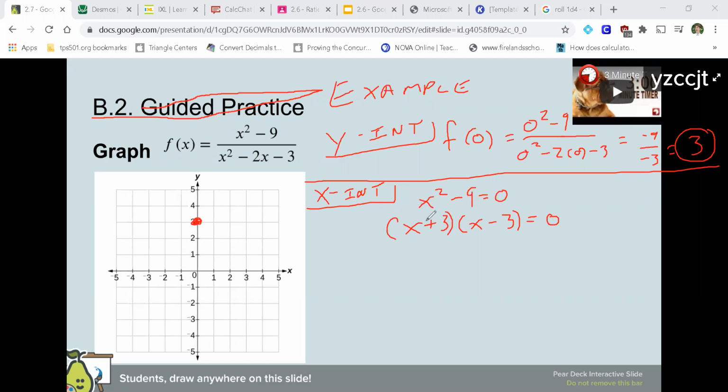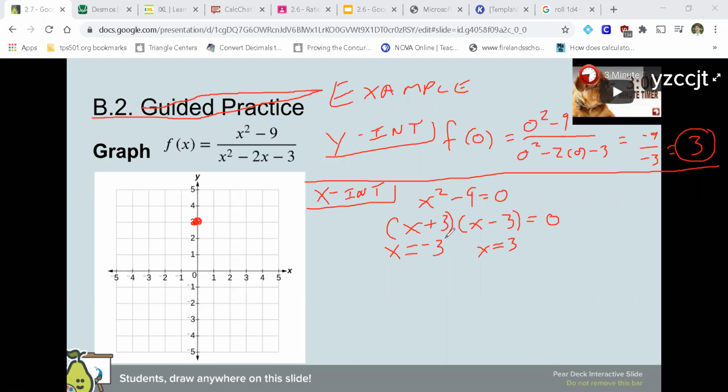And of course, you can always check your work. X times x is x squared. X times negative 3 is negative 3x. But 3 times x is positive 3x. So negative 3x plus 3x is 0, which is why there's no x term. And 3 times negative 3 is negative 9. So this means I have two zeros. X equals negative 3 and x equals positive 3.